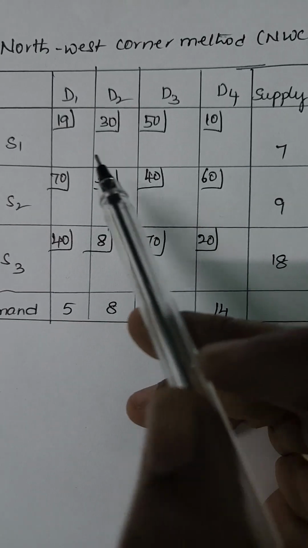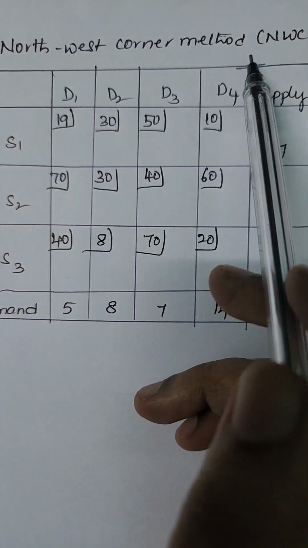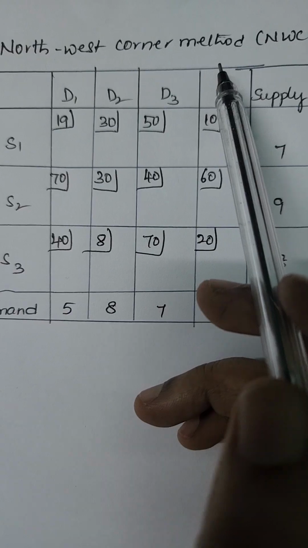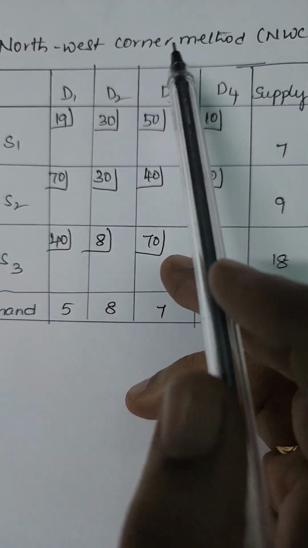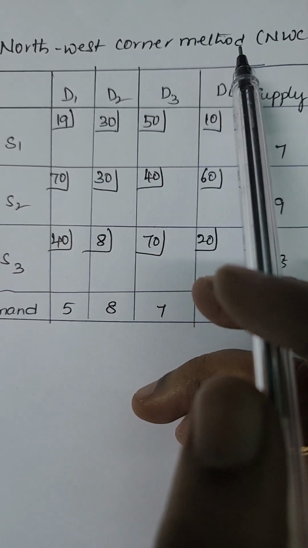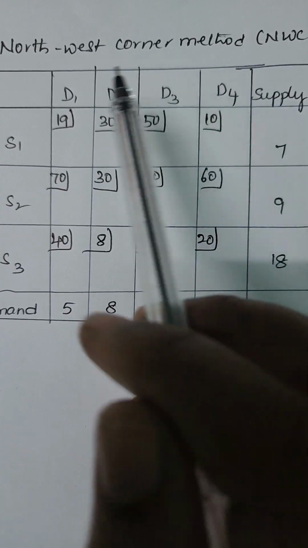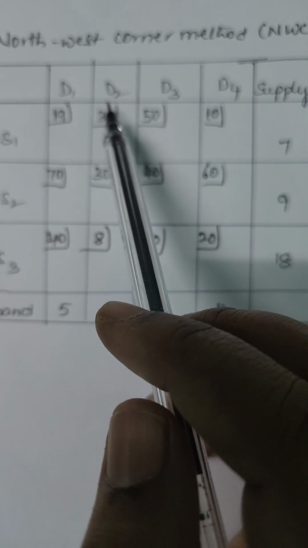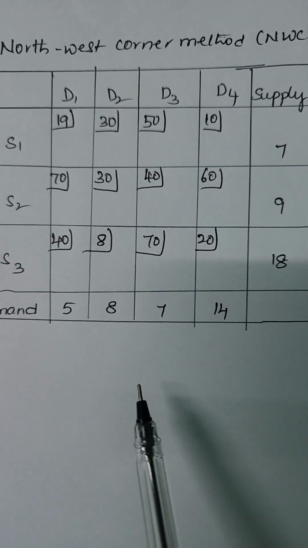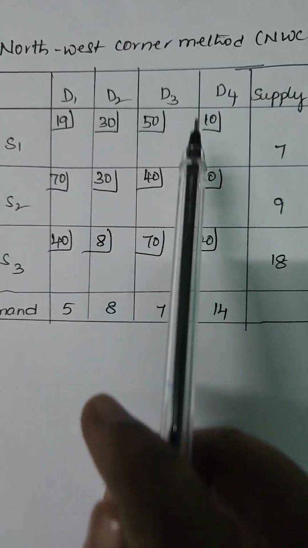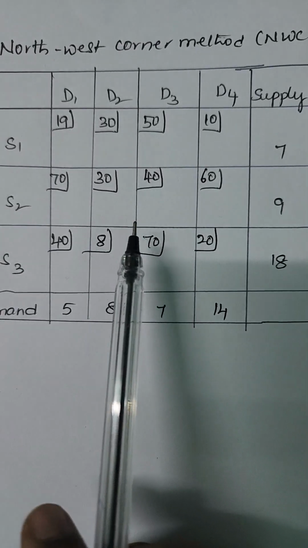Hi, today we are going to learn the northwest corner method in transportation problem. We use the northwest corner method to find the initial basic feasible solution to a transportation problem in operations research. So here this is the problem. Today we are going to solve this problem.